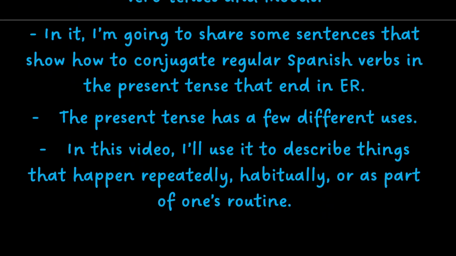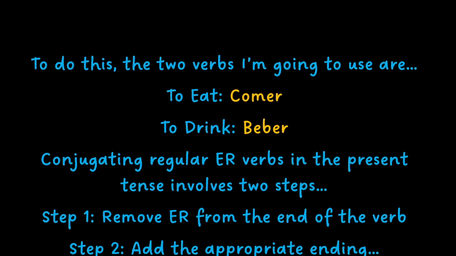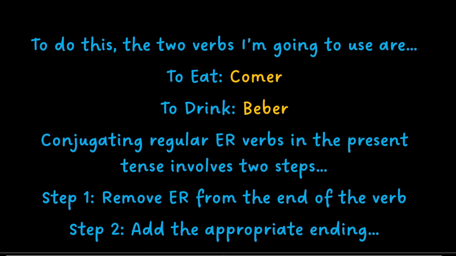The present tense has a few different uses, and in this video, I'll use it to describe things that happen repeatedly, habitually, or as part of one's routine. To do this, the two verbs I'm going to use are to eat, which is comer, and to drink, which is beber.